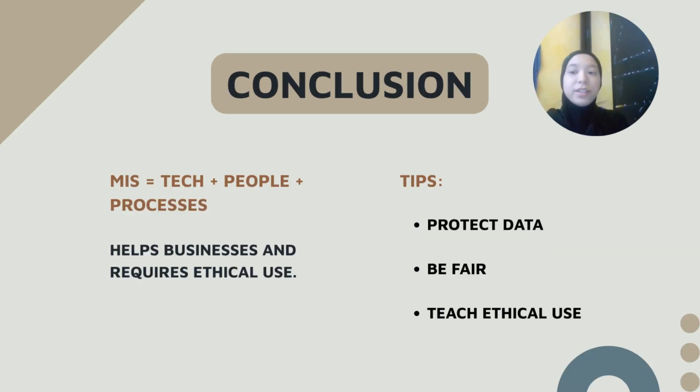So for the conclusion, in summary, MIS brings together people, technology, and processes to help businesses grow and make smarter decisions. But with that comes responsibility. We must protect customer data with strong security and privacy practices. Other than that, promote fairness and transparency in how information is used. And the third one is to educate users to follow ethical standards while working with MIS. If these are all used correctly, MIS can improve business and benefit society, but it must be managed carefully with both efficiency and ethics in mind.